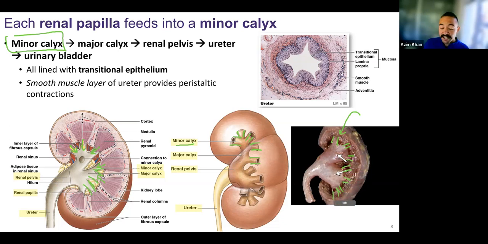A minor calyx drains to a major calyx. I'll draw that in pink. We have three here on this picture, a few here. These bigger structures here, that's a major calyx. Major calyx drains to a single renal pelvis. The word pelvis just means something bowl-shaped where you can collect something. So all the urine drains to a renal pelvis. And then we drain out of the kidney to the ureter.